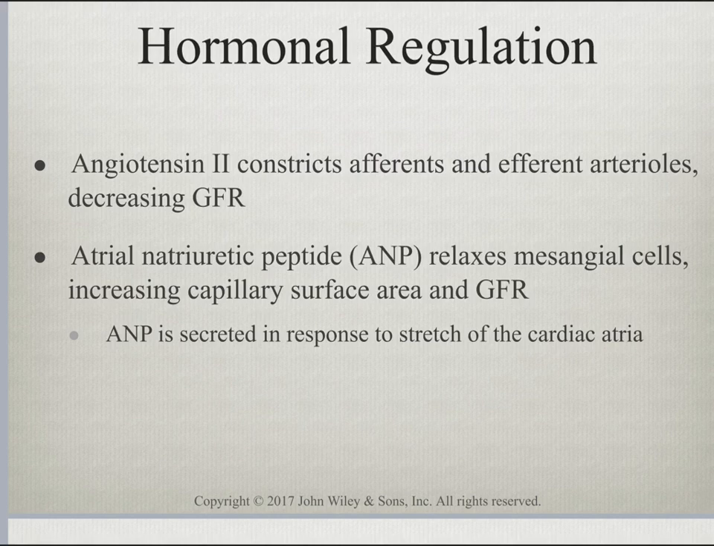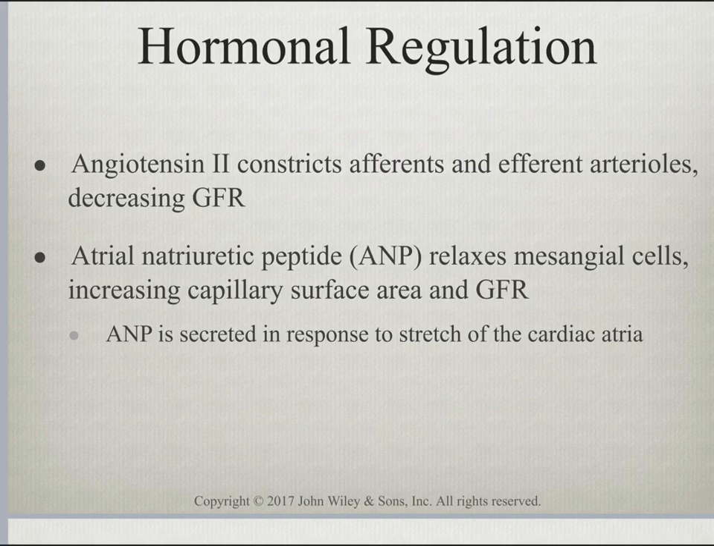Hormonal regulation. We've introduced before the renin-angiotensin-aldosterone system. Our next slide is going to go through that. But if we look at a couple hormones that are working with glomerular filtration rate, angiotensin II is going to be one of them. It's ultimately going to cause constricting of the afferent and efferent arterioles, so we're constricting both the blood coming into the glomerulus and blood leaving the glomerulus, overall decreasing blood flow, overall decreasing glomerular filtration rate, GFR.